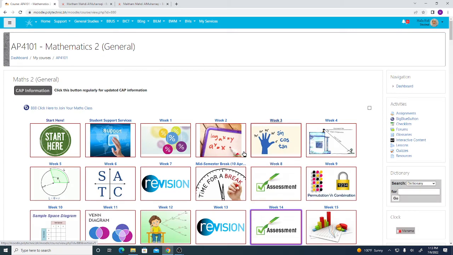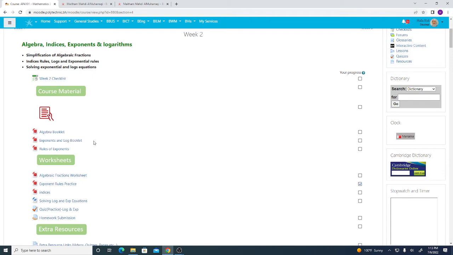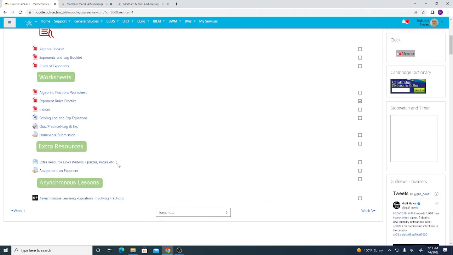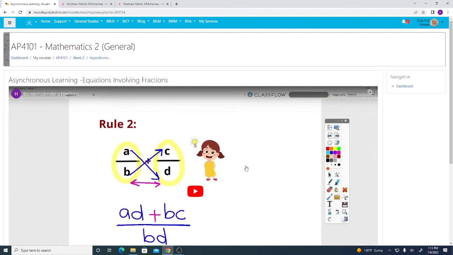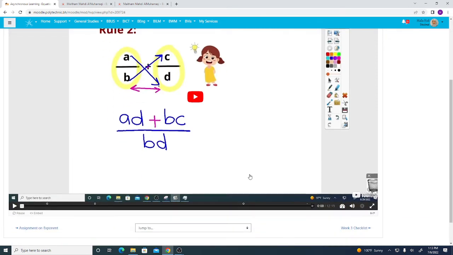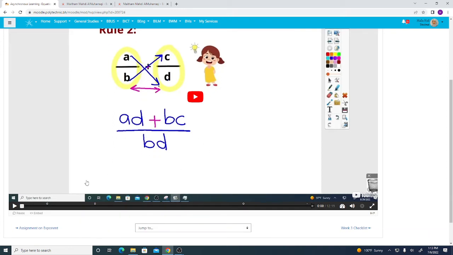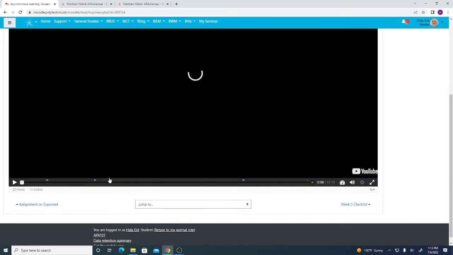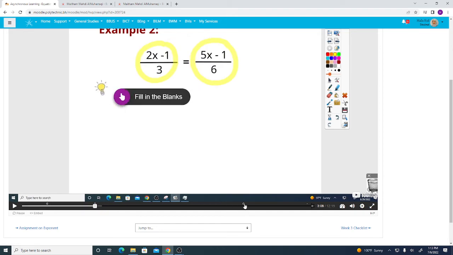And then for week number 2, it's the same thing. I've got the topics, the checklist, the material, the worksheet submission, extra worksheets, extra material, and then the second asynchronous lesson. This is an explanation of how to add fractions, and it uses H5P as well, so it's got some questions popping up for students while solving a specific problem.